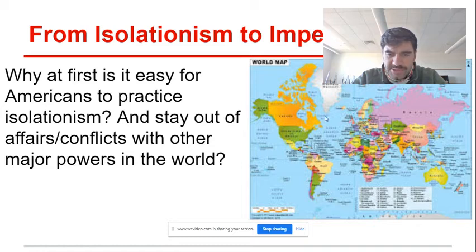Okay, so it kind of keeps to itself, rebuilds after the Civil War, becomes a powerful nation. Then it's ready to exert its influence over other areas of the world and become even more powerful.